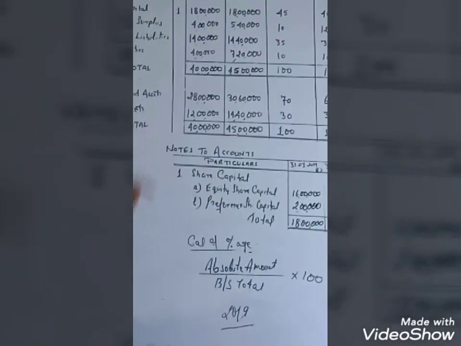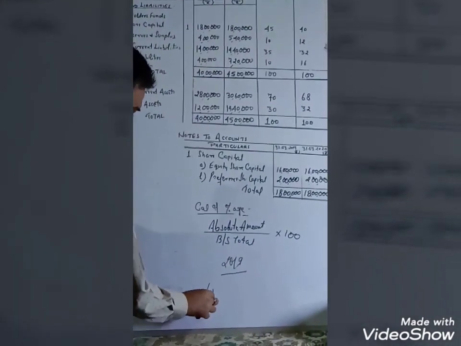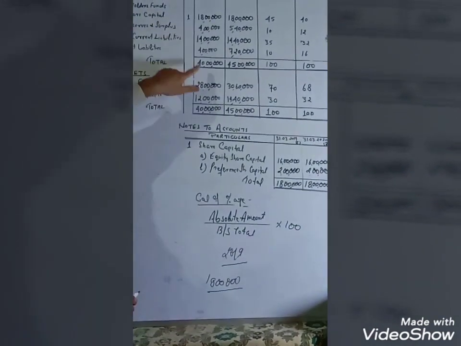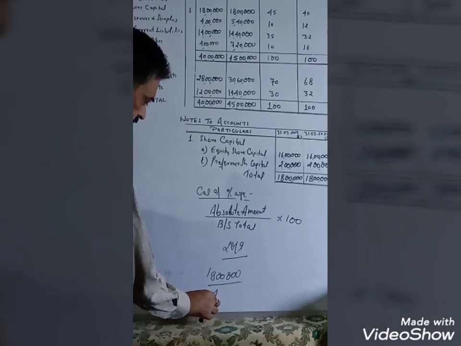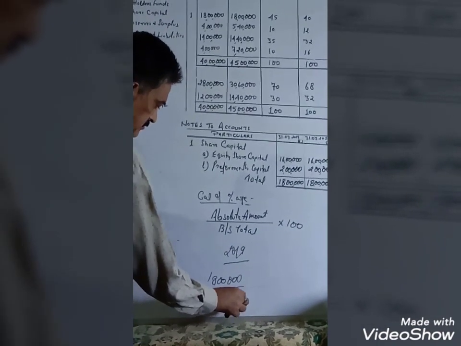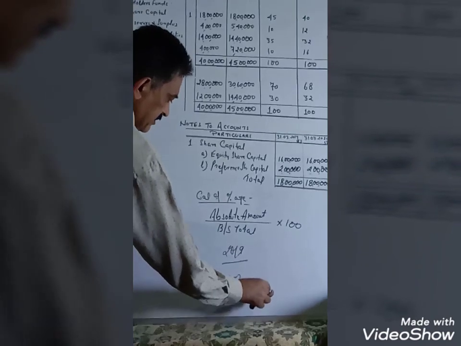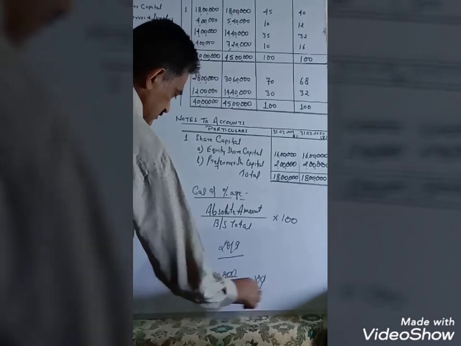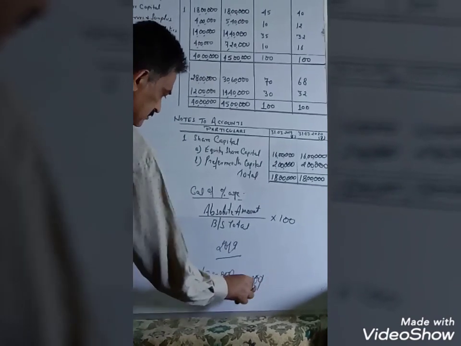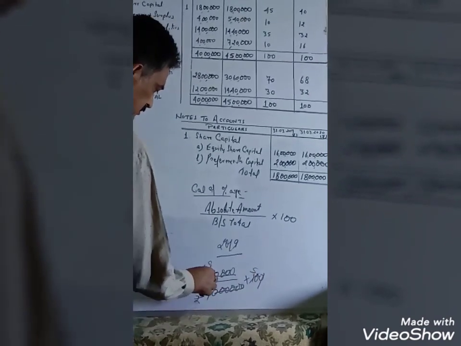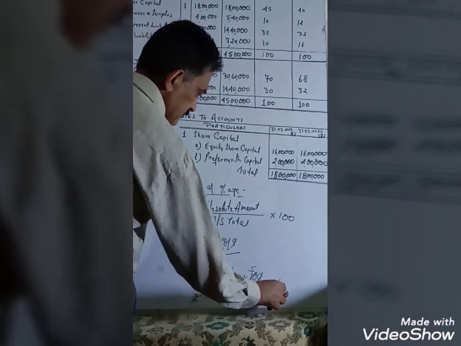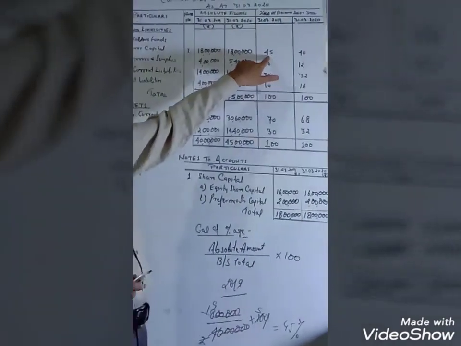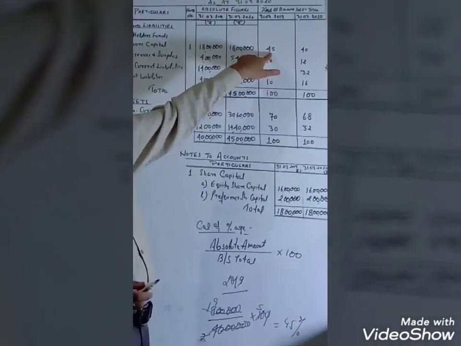Share capital is 18 lakh, divided by balance sheet total 40 lakh, multiplied by 100. So this will be 45%. This 45% will be reflected in the column for 2019.